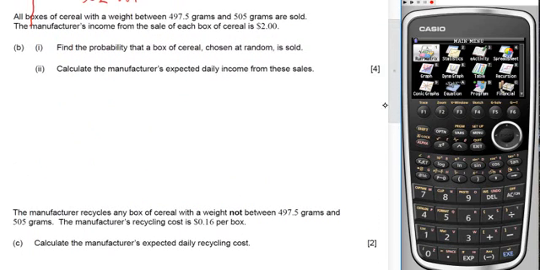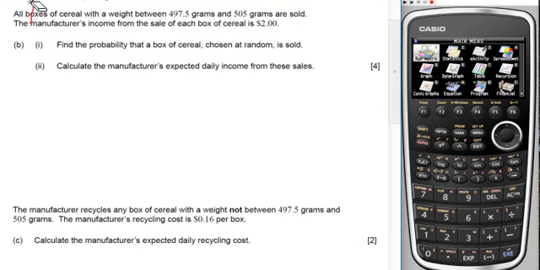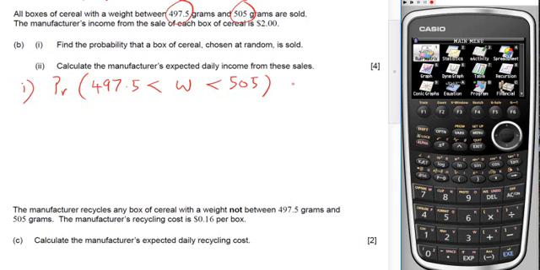Here we go. All right, so if I just tidy that up a bit, remove that, we're now looking at the question. It says boxes of cereal weigh between 2 amounts, and that boxes of cereals that they sell give them income of £2. Now you need to find the probability that a box of cereal chosen at random is sold. So the first question requires you to use the calculator to find the probability that you'll have a figure greater than the weight, but less than that. In other words, this is the lower figure, and this is the upper figure.